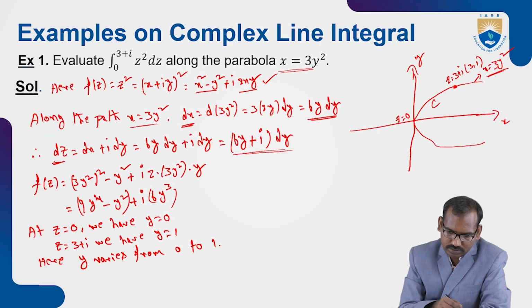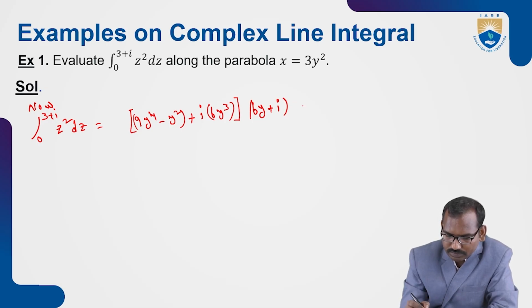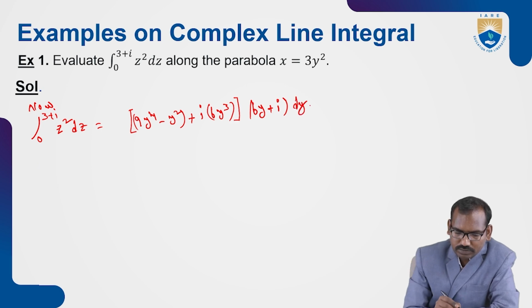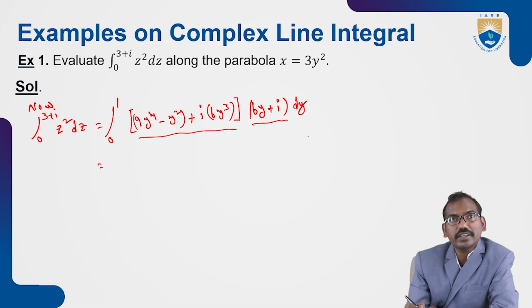dz is (6y plus i) dy. And on this path from 0 to 3 plus i, how is y varying? It is varying from 0 to 1. Okay, 0 to 1. Now we will write: there is one complex number here, also there is another complex number, and dy is multiplied.